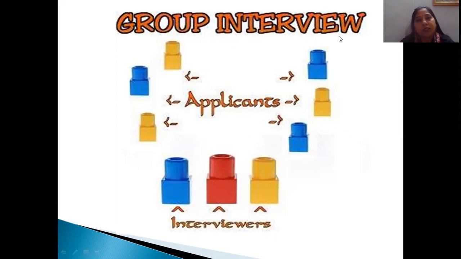Today, we are going to discuss group interviews, what the requirement of group interviews is, what is assessed in a group interview, and what tips we should follow to sail through a group interview. So first of all, let's understand what a group interview is. In a group interview, we have different applicants and there can be one or more than one interviewers. Okay, so let's try to understand it in an elaborated way.